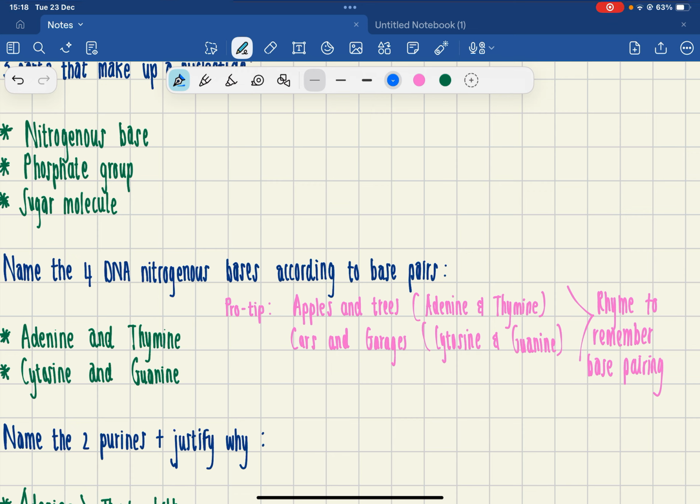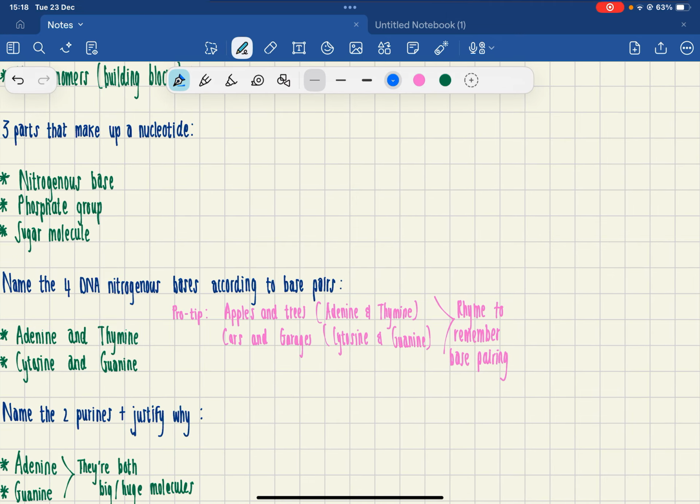And how do you remember this? There's a rhyme. Apples and trees, adenine and thymine, cars and garages, cytosine and guanine. Apples and trees, cars and garages. That's the easiest way to remember this.